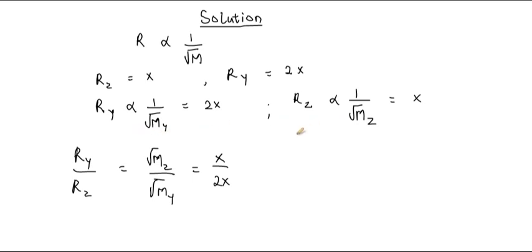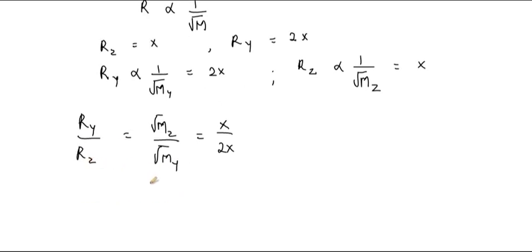Since we've combined the two equations together and here we have two equal signs, we can easily cancel out one of these three. I can say Ry over Rz equals this, or I can say the square root of Mz over the square root of My equals X over 2X. Then I can also say Ry over Rz equals X over 2X. Either way is still the same thing. But based on the question, we'll be cancelling out Ry over Rz. Then we now have the square root of Mz over the square root of My equal to X over 2X.